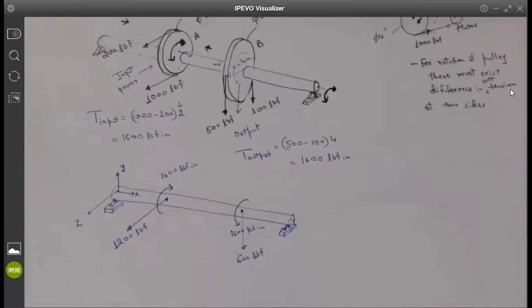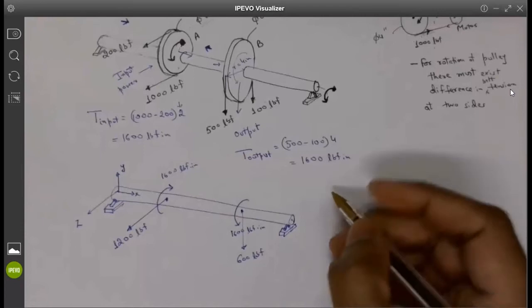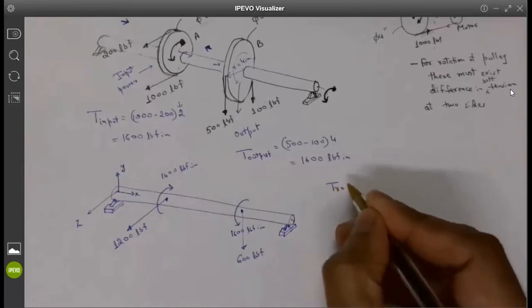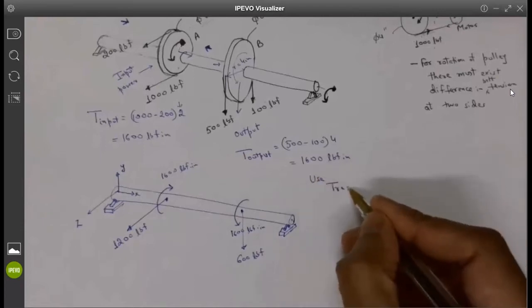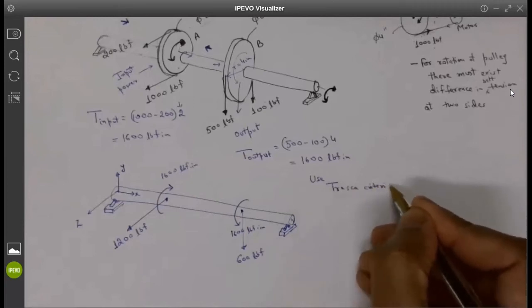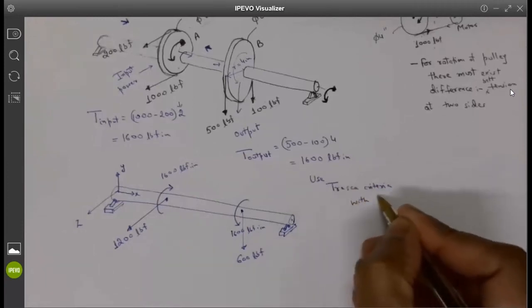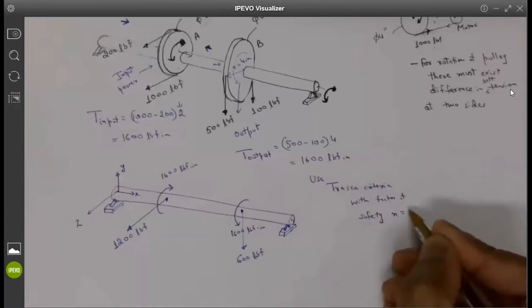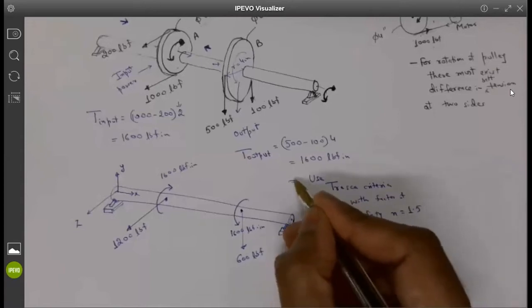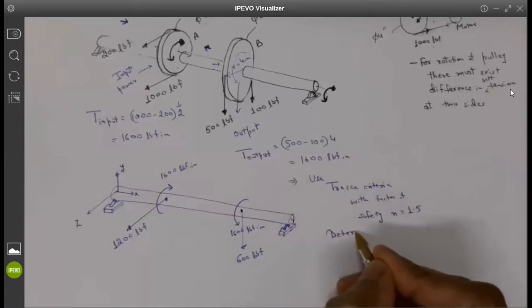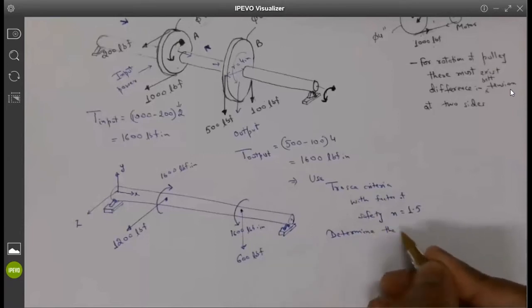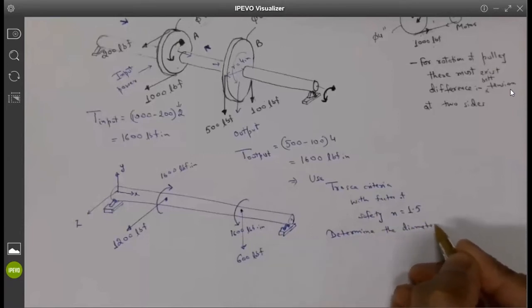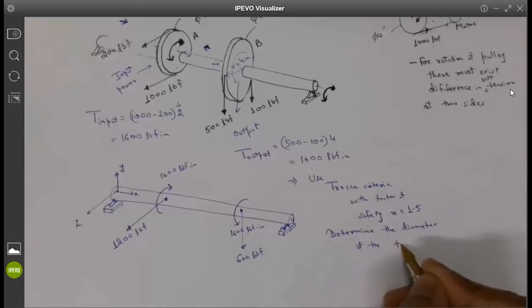assuming that we have to use von Mises criteria or Tresca criteria? Let's say we only assume Tresca. So we will use Tresca criteria with factor of safety equals 1.5. Determine the diameter of the transmission shaft for the static loading.